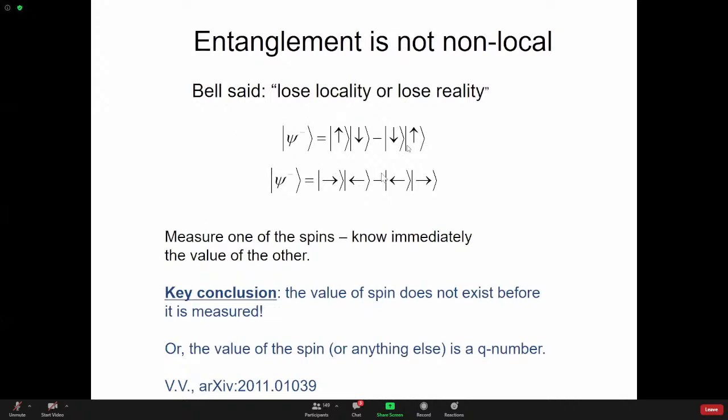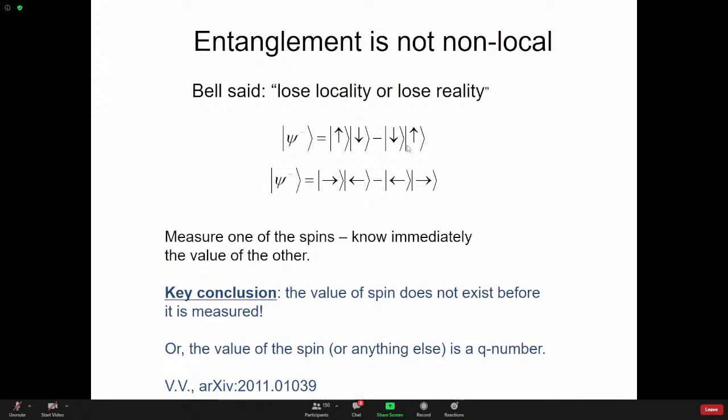So usually when you talk about a pair of entangled spins, what Bell's inequalities, Bell's argument, really tell us is that we cannot maintain classical reality at the same time as the notion of locality. That's all that Bell says. Bell says, if you manage to violate my inequalities, then you've got to lose either the notion of locality or the notion of reality.